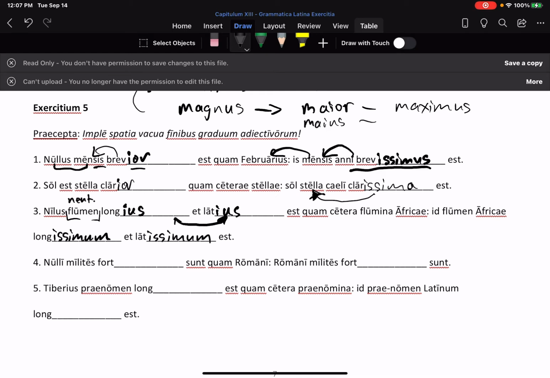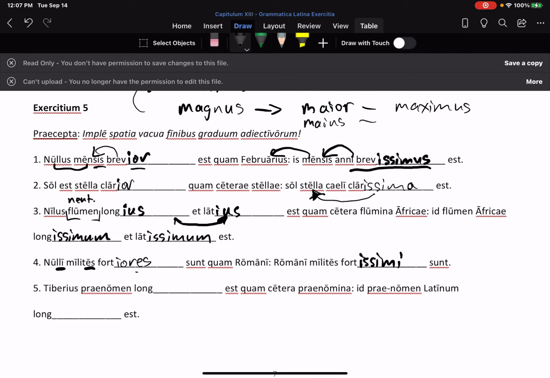Number 4. Nulli milites forti blank sunt quam Romani. So here we know that it's plural. So rather than just putting fortior, we need to put fortiores, right? Third declension plural ending. Fortiores sunt quam Romani. No soldiers are stronger or more courageous than the Roman soldiers. Romani milites fortissimi sunt, the most courageous.